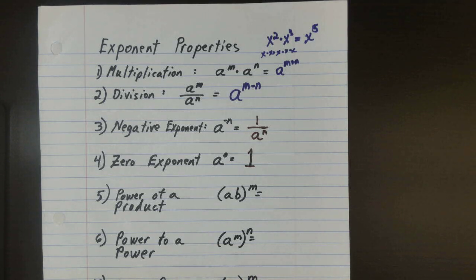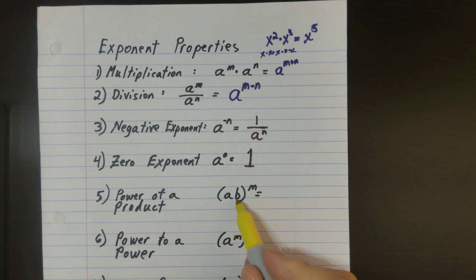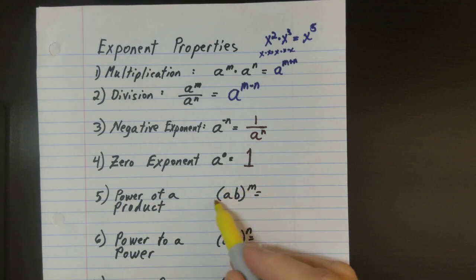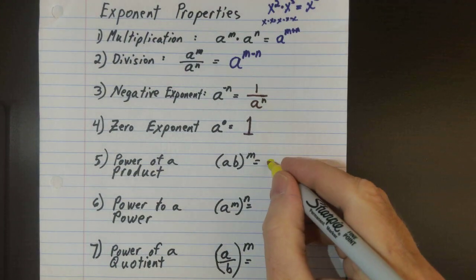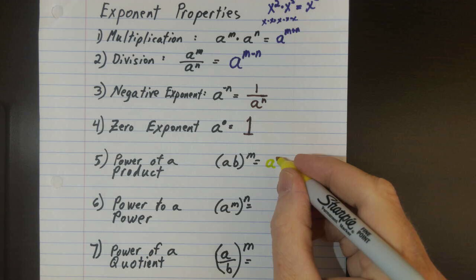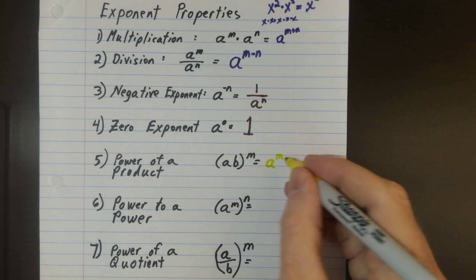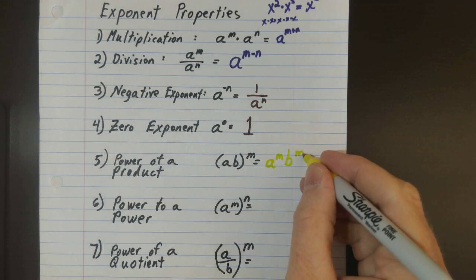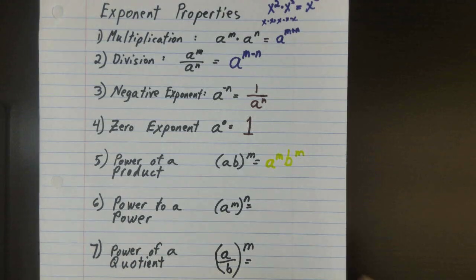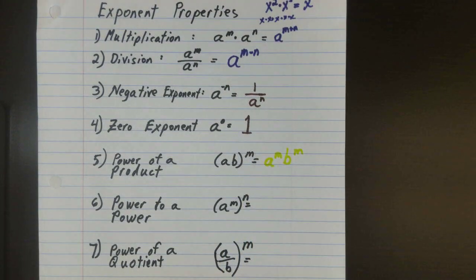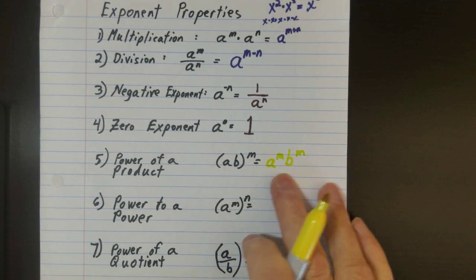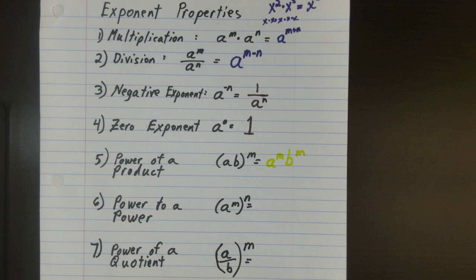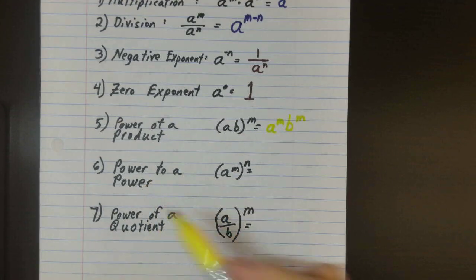Okay, the power of a product. Here's the product, a times b. That's my product, and we're raising that product to a power. Notice the parentheses. What you do is you take a to the power of m times b to the power of m. You kind of distribute that. And this is why it works. Well, I won't go into that. We'll talk about that more in class. But this is the property there.